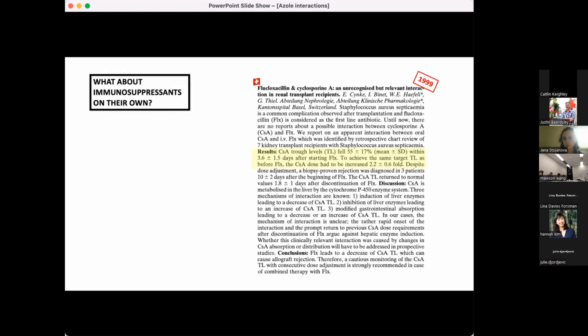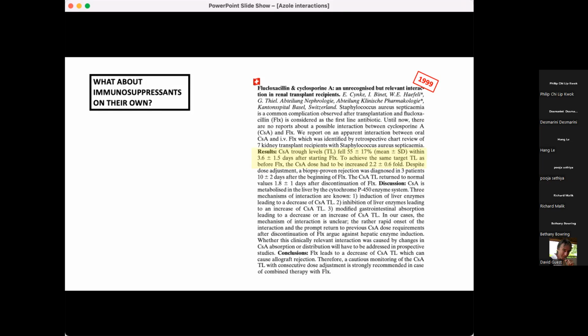So what about immunosuppressants on their own? This is that hard-to-find abstract from a Congress presentation that I referred to earlier. And again, just to show that CSA trough levels fell by 55%. And I would say that this is the only example that is out there that implies that induction is happening with flucloxacillin in one of the databases that we might use. So this particular interaction is in Stockley's Drug Interactions, but it's not mentioned anywhere else.